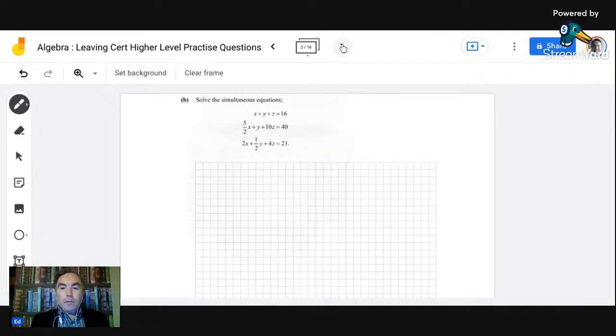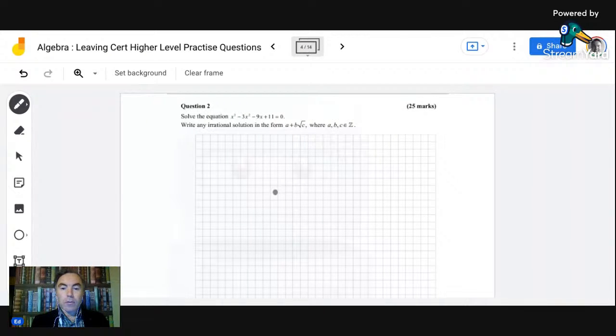The next one is with 3 variables, so let's skip that and go on to question 2. So we have a cubic equation here and we want to find the irrational solution in the form a plus b root c. So this means it's surd form. So we may be using the quadratic formula here, more than likely, unless we can actually factorize the quadratic.